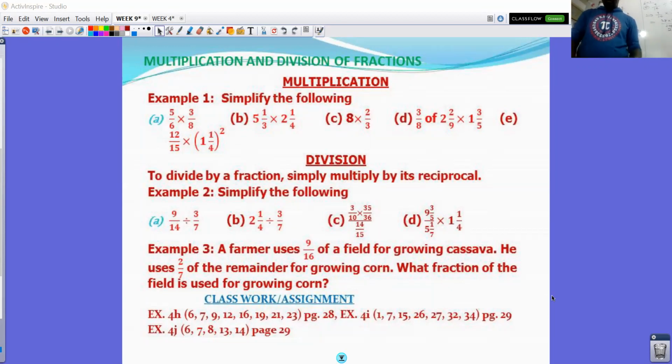Now, someone is asking again, is it by force that you change the fraction? Not that we are changing the whole fraction, because we see that we have the first fraction divided by the second fraction. We are only changing the second one. Immediately you change your division to multiplication, then you change the numerator and denominator. The denominator will replace the numerator and numerator will replace the denominator. That's the idea.